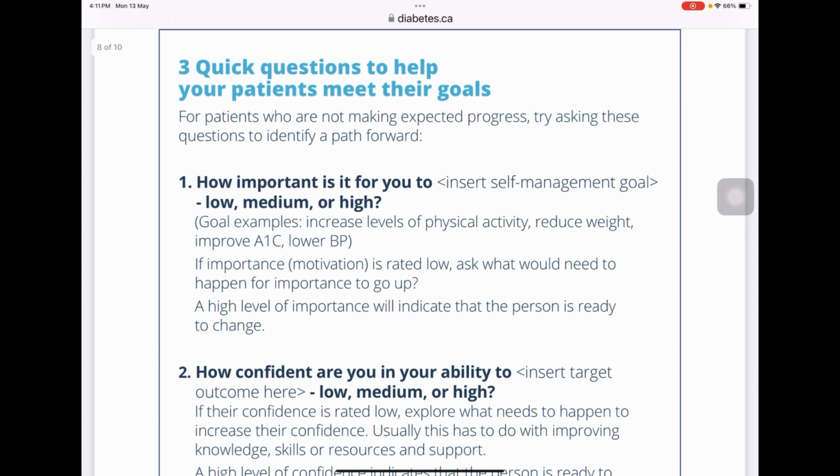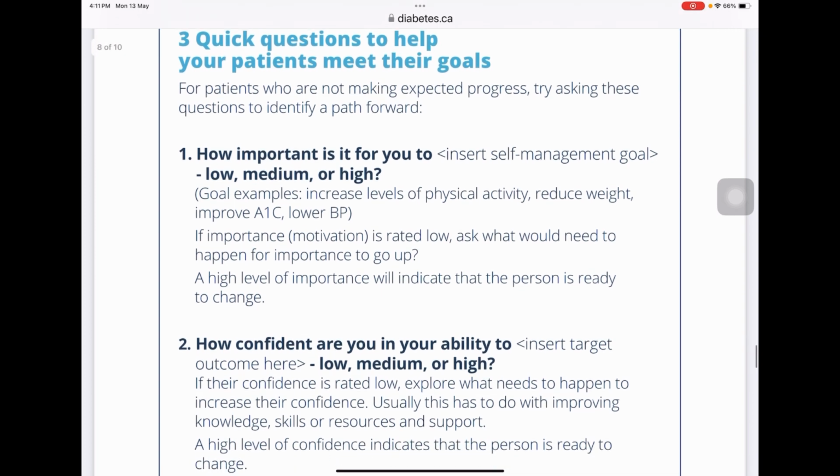Three quick questions to help your patients meet their goals. For patients who are not making expected progress, try asking these questions to identify a path forward. How important is it for you to achieve your self-management goal, whatever the goal is? Is it low, medium, or high? Goal examples are increasing level of physical activity, reducing weight. How important is it for you to reduce weight? If importance is rated low, ask what would need to happen for importance to go up. A high level of importance will indicate the patient is ready for a change.